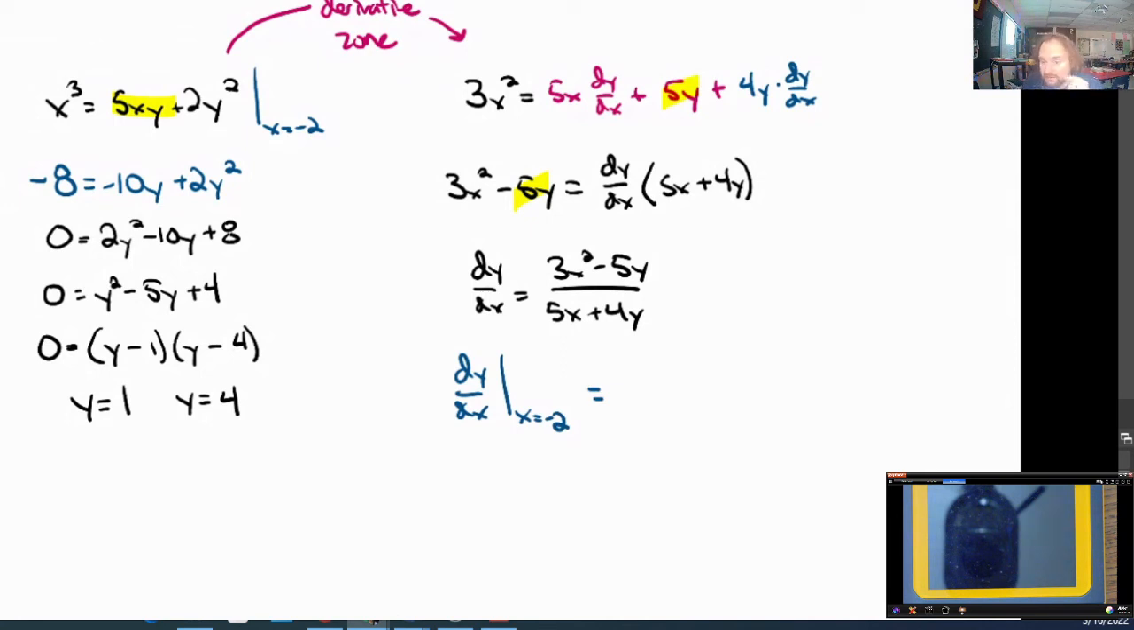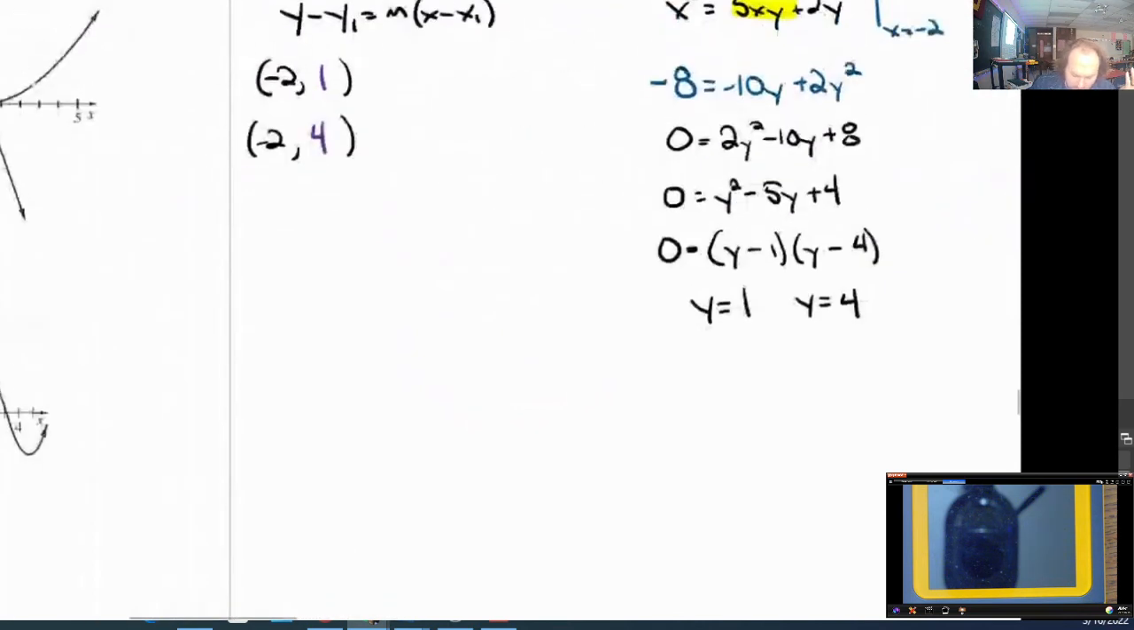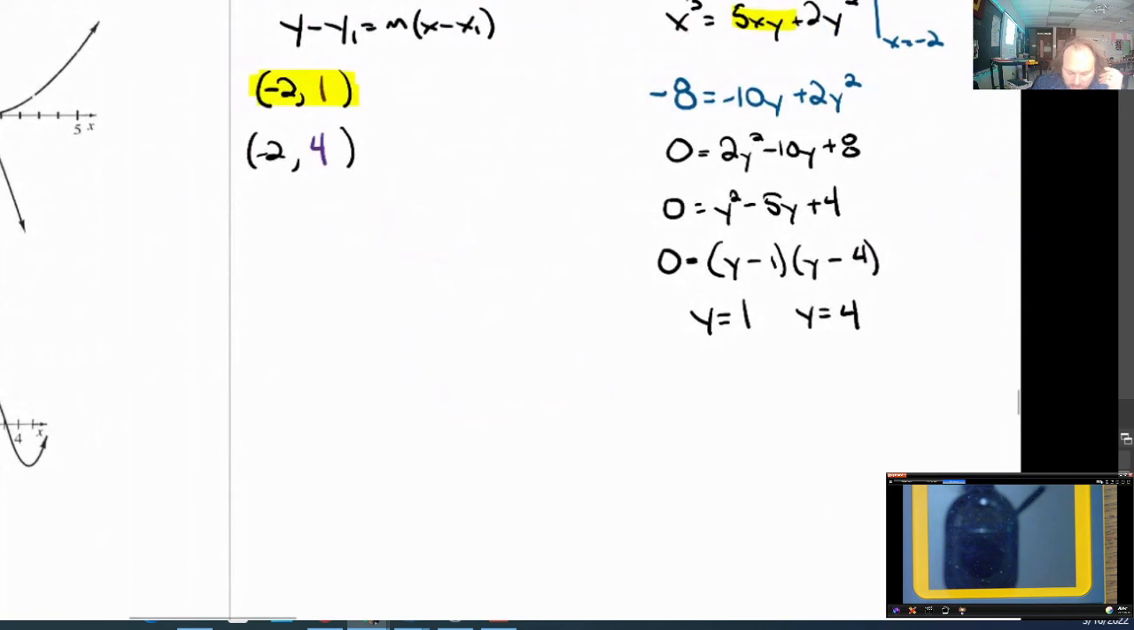Which, once again, is going to give us a quadratic equation with 2 answers. So let's plug forward. First part, we have 3 times negative 2 squared. Negative 2 squared is 4, so that's 12 minus 5y over 5 times negative 2, which is negative 10 plus 4y. And again, what we want to know is what is the slope. Oh, shoot. I withdraw. Sorry, I got to go back a step. I apologize. We actually know what the coordinates of the points are. That was the whole point of this thing. So we got to do this once for when it's negative 2, 1, and again for when it's negative 2, 4.